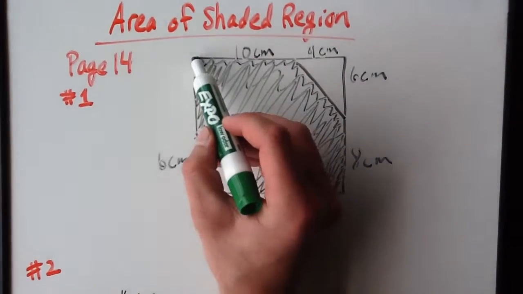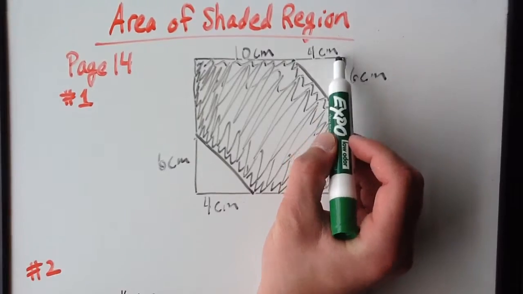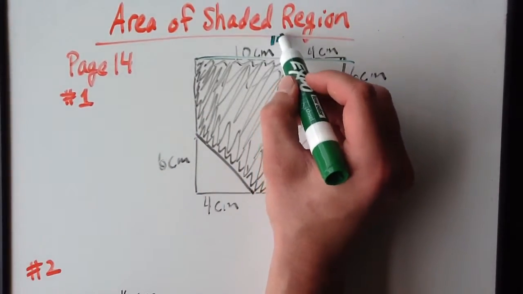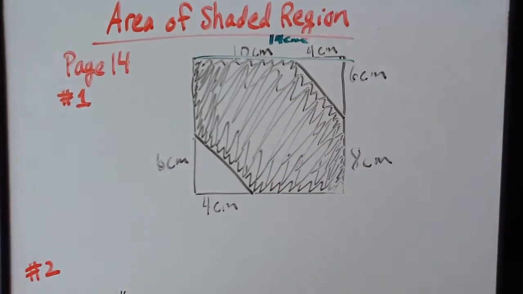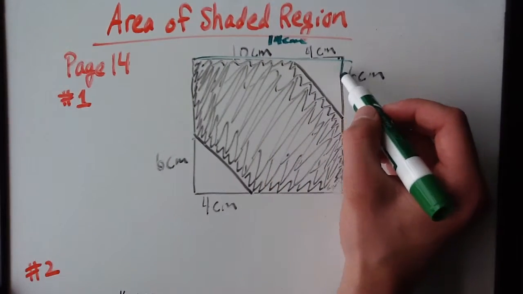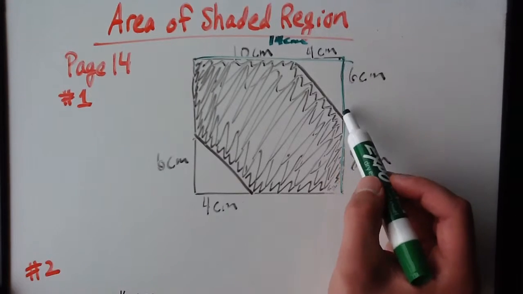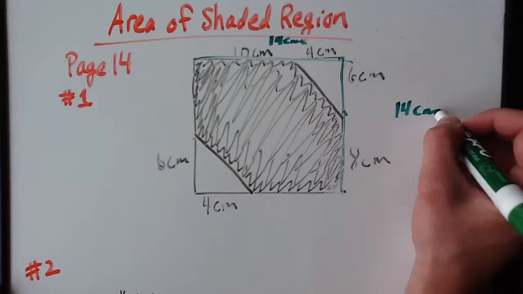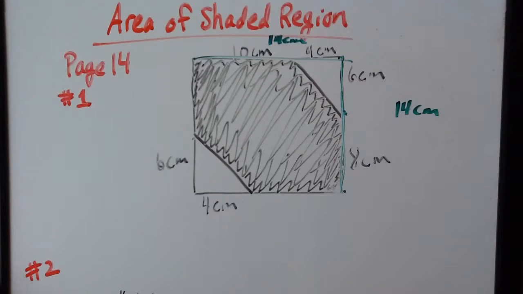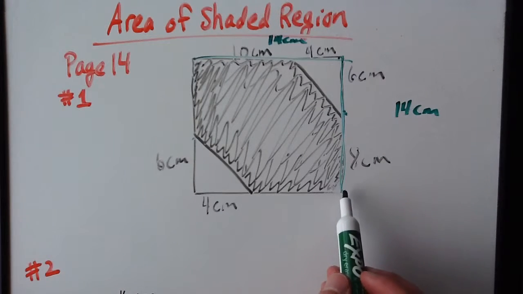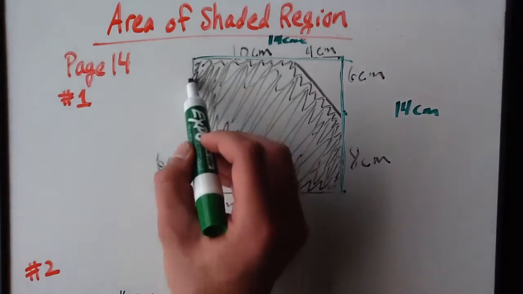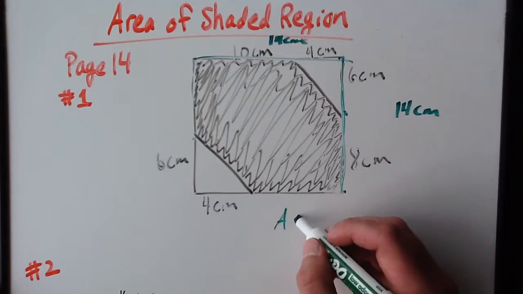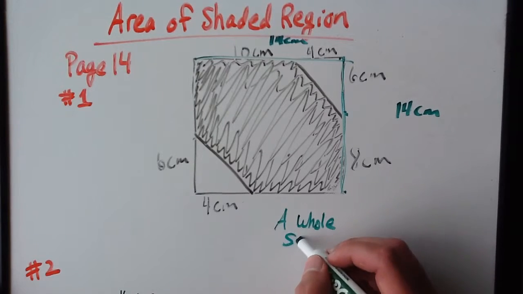So here, from here to here is 10, and from here to here is 4, so the entire side length would be 14 centimeters, right? 10 plus 4 is 14. And this side, from here to here is 6, and from here to here is 8, then this entire side length is also 14 centimeters. And so every side is 14. This side's 14, and this side's 14. So let's find the area of the whole square.